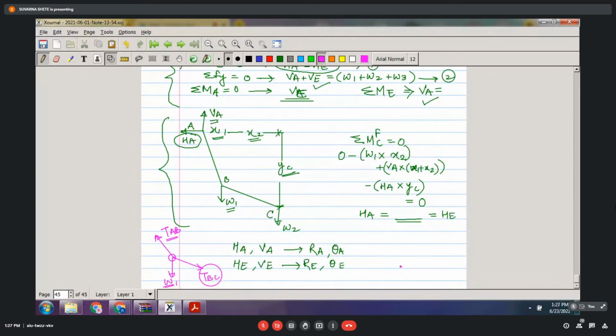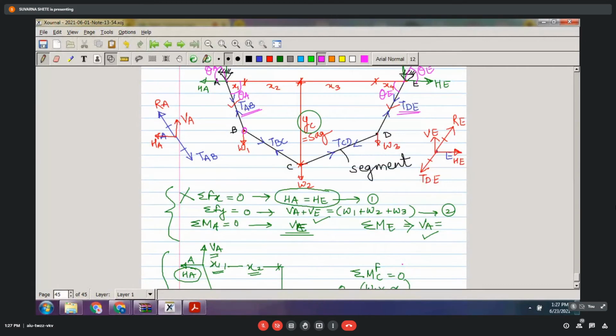Same way on joint C, if I isolate D. D बघा किती फोर्सेस मुळे इक्विलिब्रियम मध्ये आहे. Three forces: tension CD, tension DE. I know this tension DE. I know its angle with respect to horizontal. This is W3 which is downward.